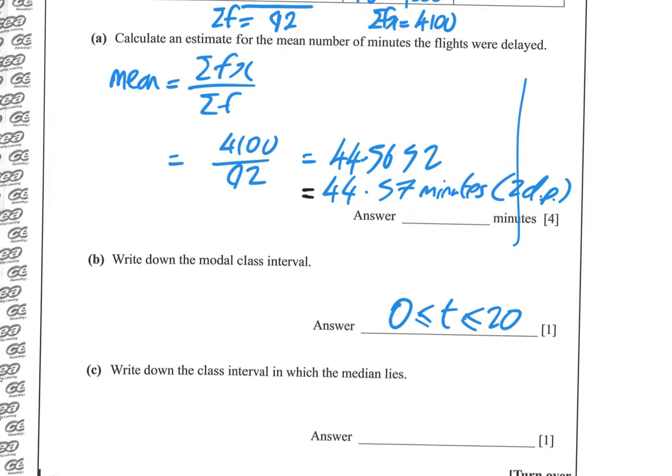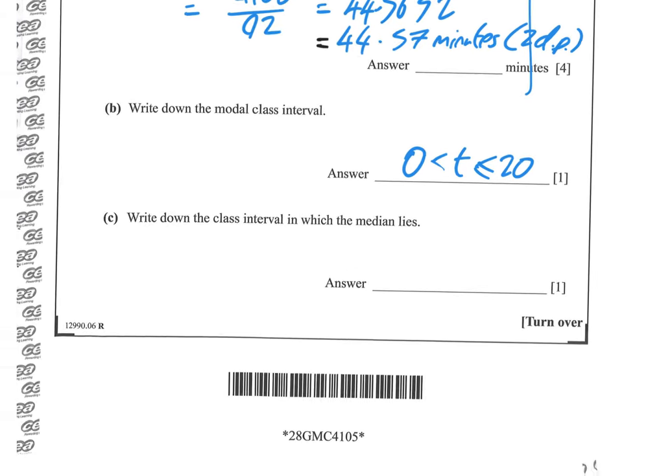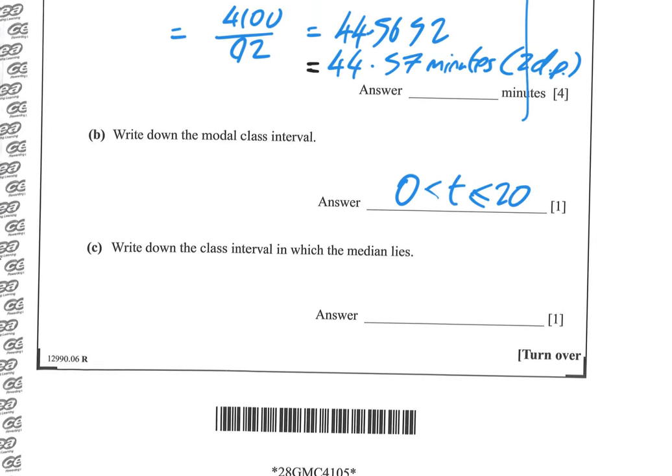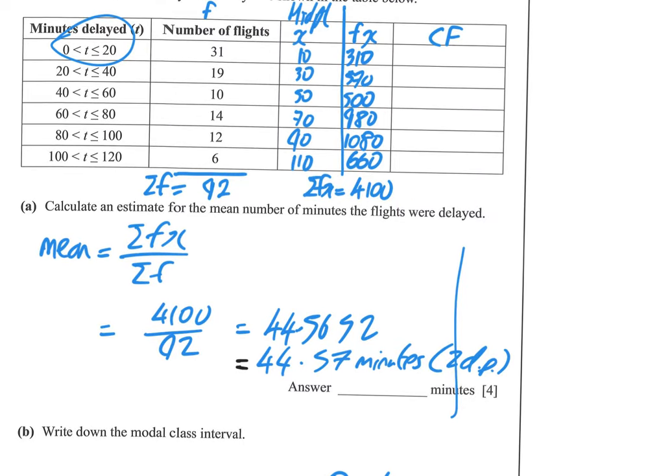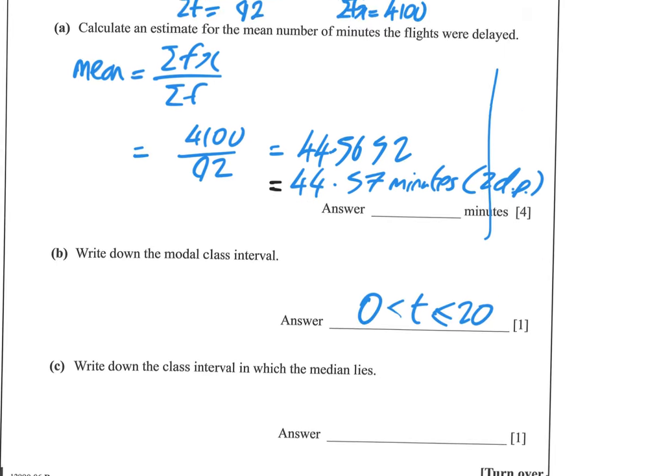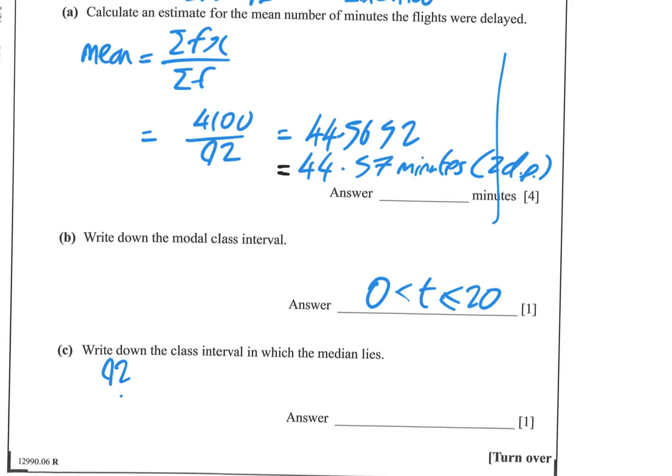Okay, sorry, write the interval as I have done. That is, 0 is less than t is less than or equal to 20, I should have said. And write down the interval class in which the median lies. Okay, we know there's a total of 92 things, so our median is going to be 92 divided by 2, which is equal to 46, so the 46th value is where the median is going to be.